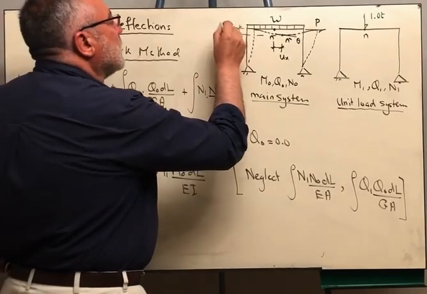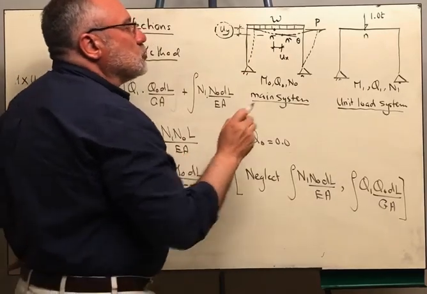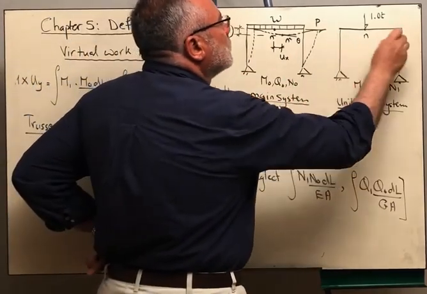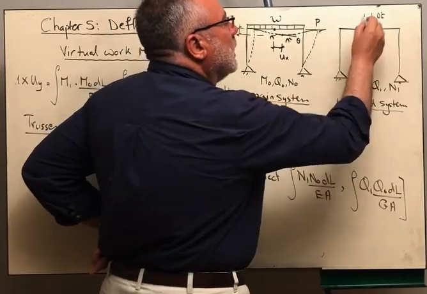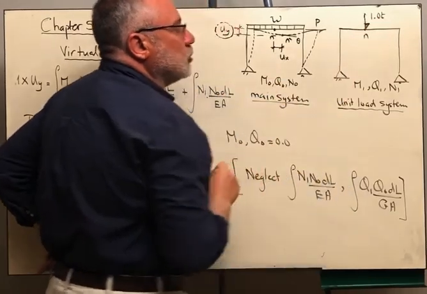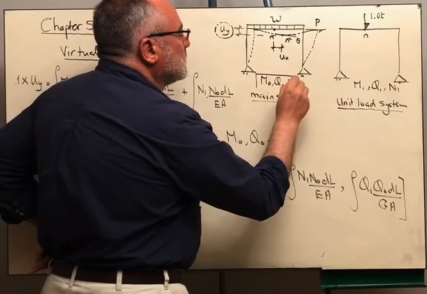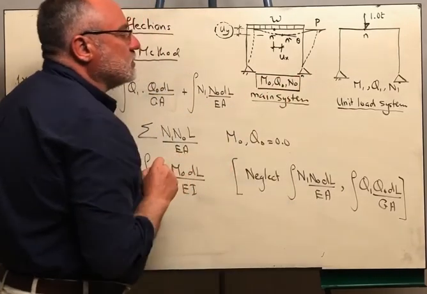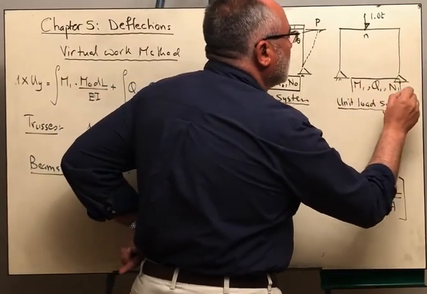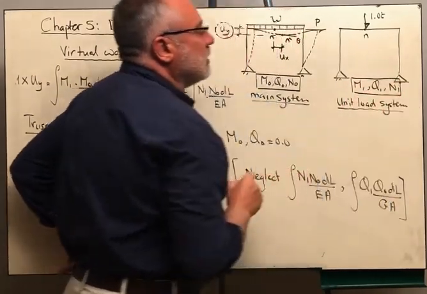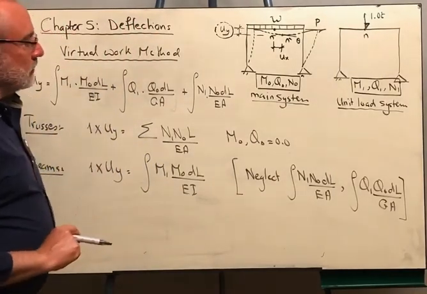Imagine that we want to get the vertical deflection. So I'm going to remove all of the loads, keep the same geometry of the frame, the same supporting condition, and I'm going to put a unit load. Now, this system is called the main system. I'm going to calculate the moment, the shear, and the normal force. And this system is called the unit load system, where we calculate the moment and the shear and the normal force due to this unit load at point N.